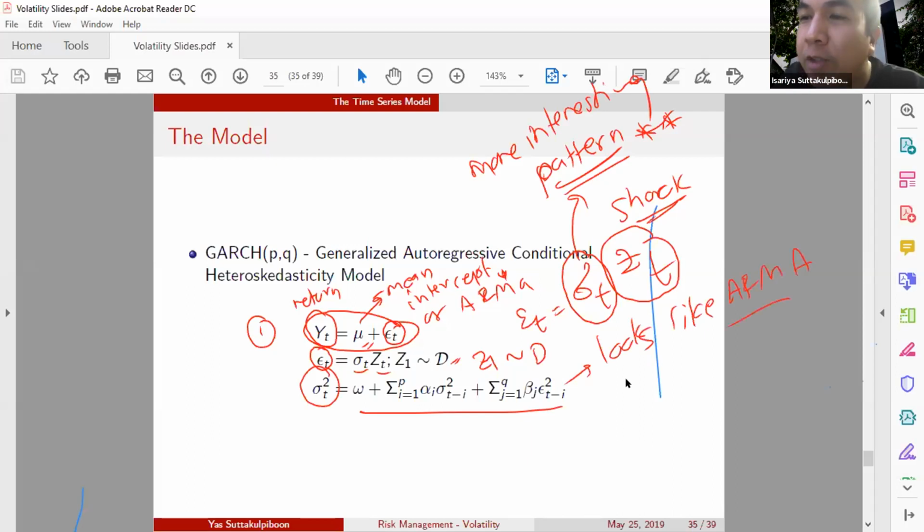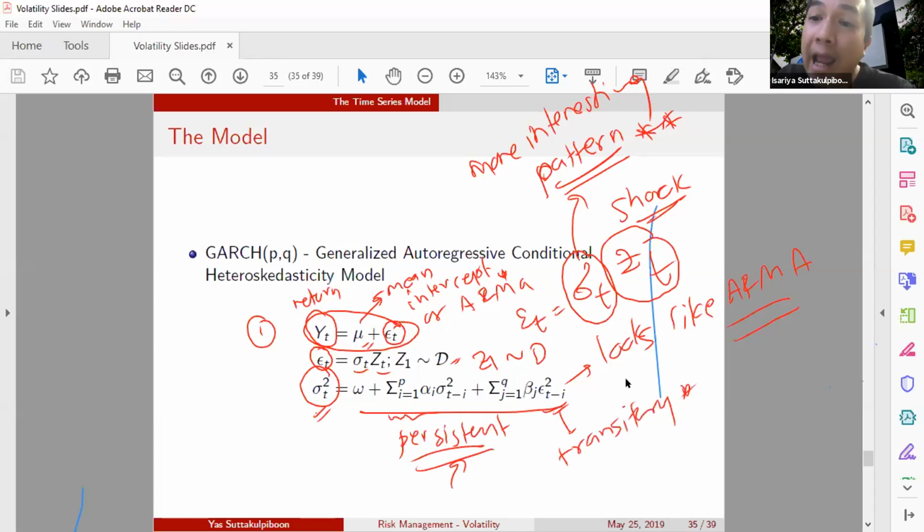Yes, so now what do we do here? We want to build a pattern on the shock, or we want to build a pattern on the volatility itself, that looks like ARMA. What looks like ARMA? Meaning that the pattern of the shock has a persistent effect. Some shock can be very persistent, but some shock can come and go, transitory. And it could last for several periods too. So that's why you have these lags, right?